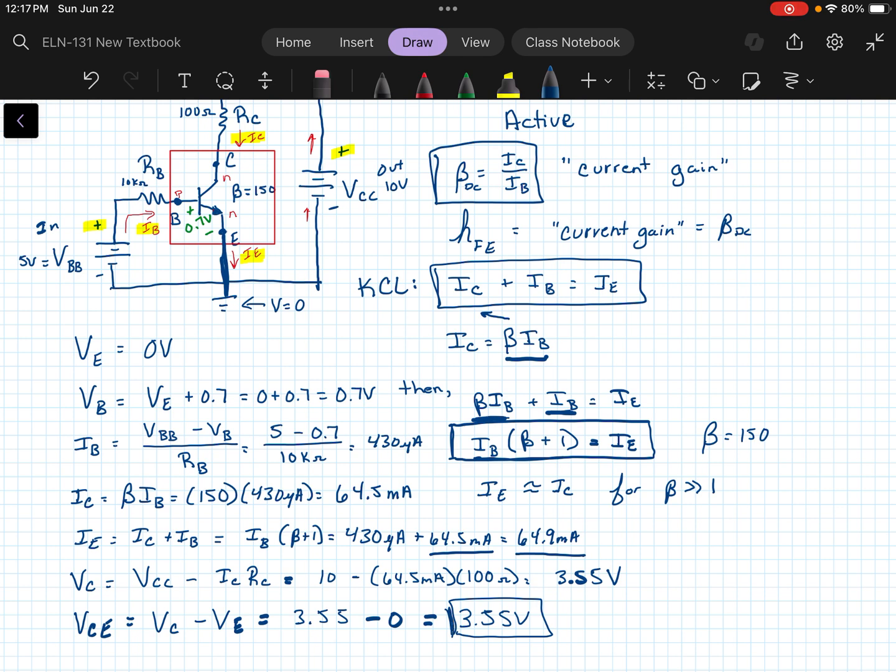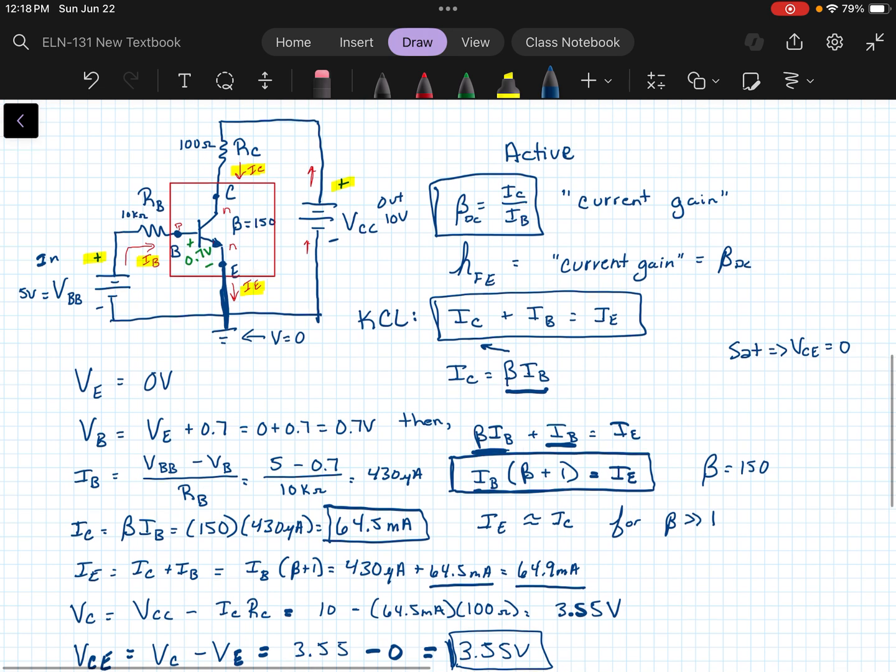So how do we know we're operating in the linear region? Well, that's going to depend on our IC and our VCE. First of all, if we're in saturation, that means that VCE would equal 0, and we know that that's not true. VCE would have to be somewhere above 0.2 to make sure that our transistor is actually on and not in saturation. So if VCE was 0, that would tell us we're in saturation, and we're clearly not because there is some voltage there.